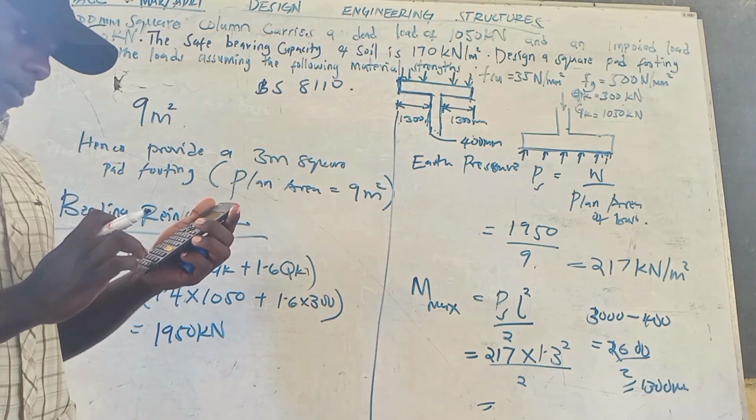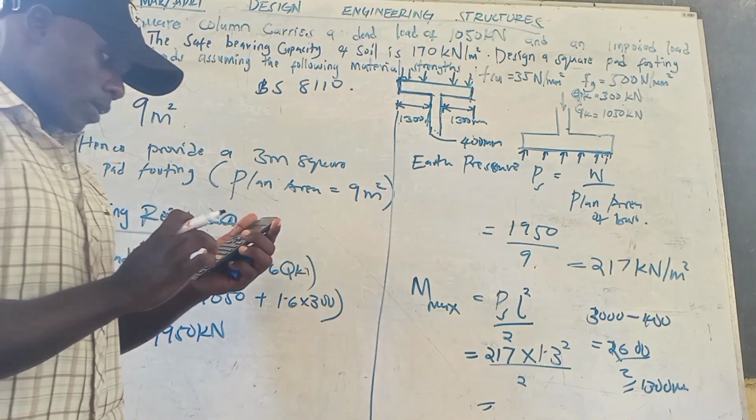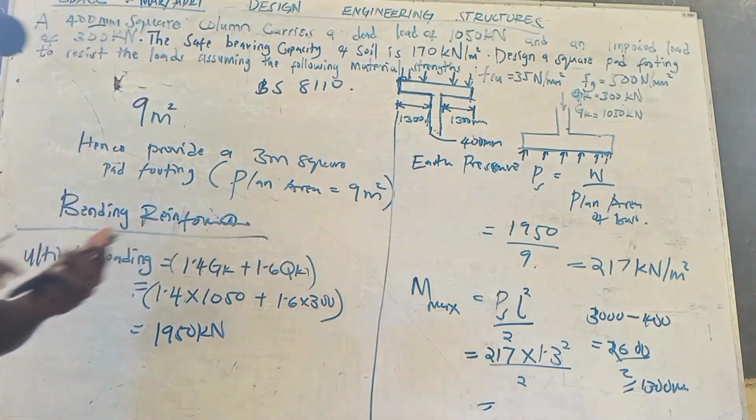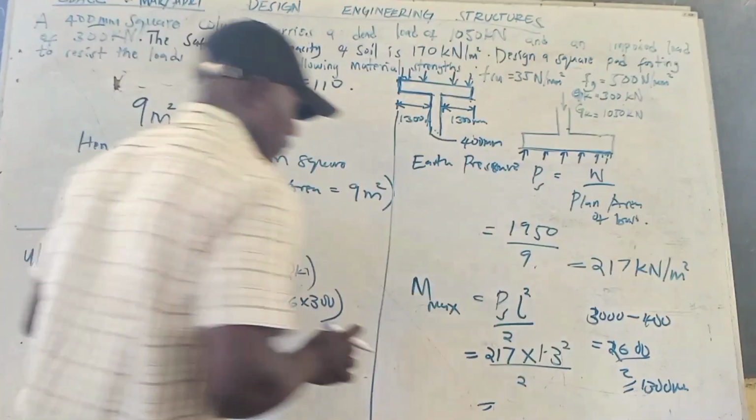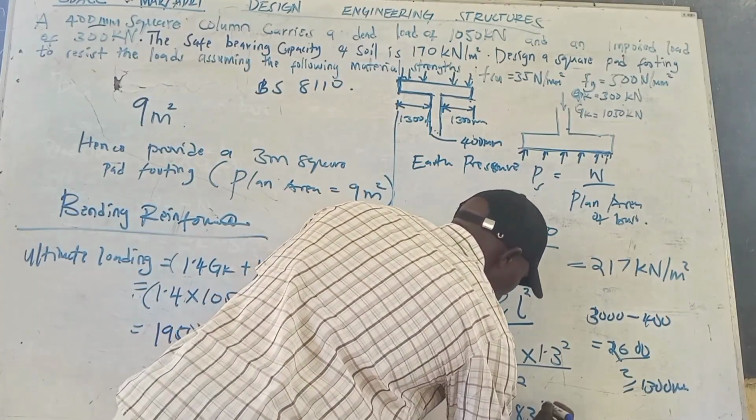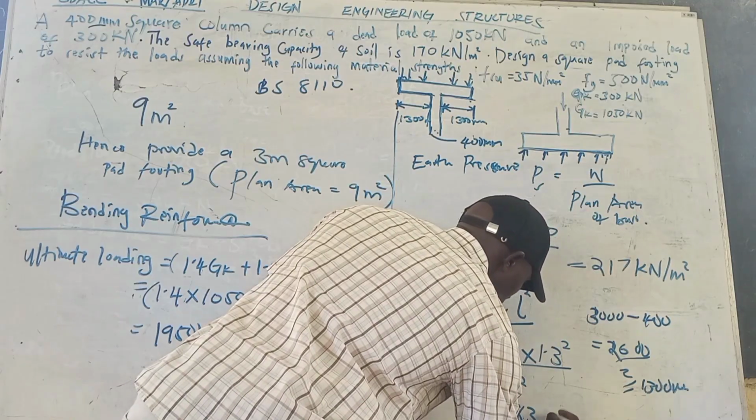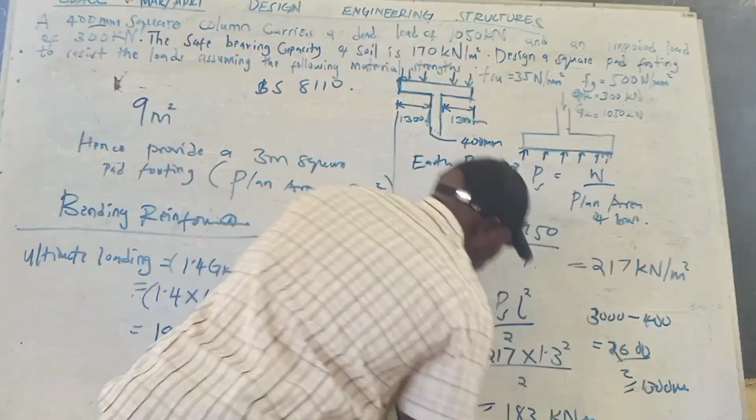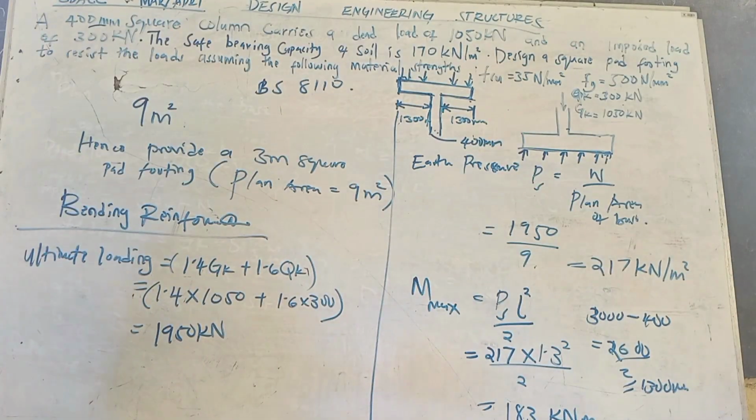When you feed that, let me give you the answer, 183.4. So we're going to work with 183 kilonewton meters.